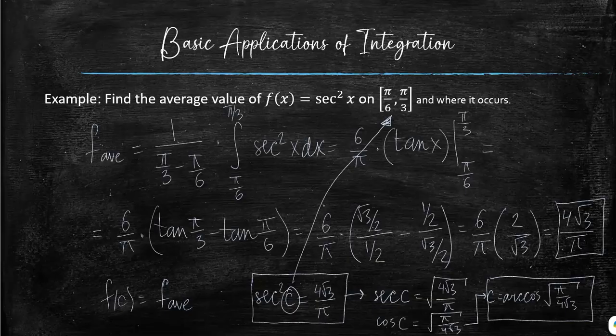We're going to graph f of x equals secant squared x on the interval from pi over 6 to pi over 3. So I'm typing all this up: pi over 6 less than or equal to x less than or equal to pi over 3. That's what the graph of it looks like. If we're looking for the average value, we have to set up the integral from pi over 6 to pi over 3 of this function.